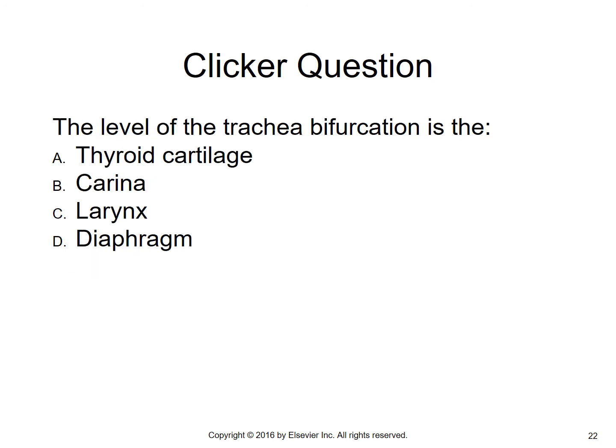The level of the trachea's bifurcation is... and the answer should be, the area where the trachea bifurcates or splits is called the carina, B.